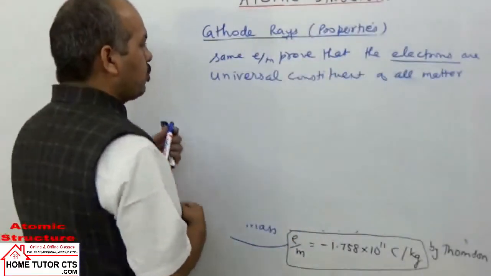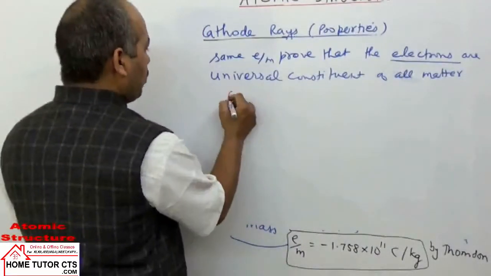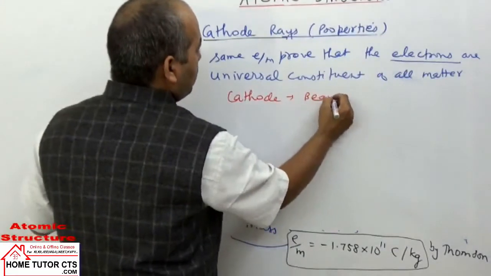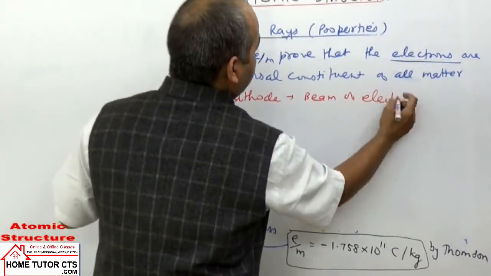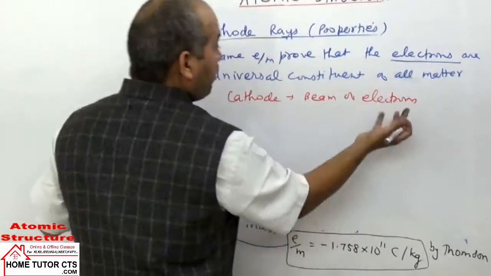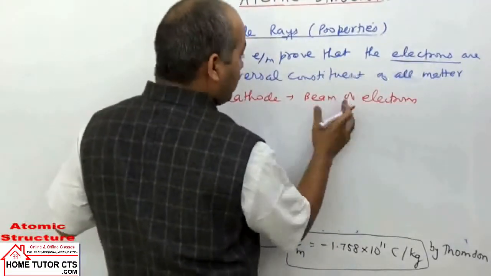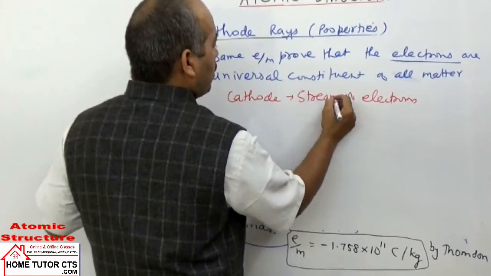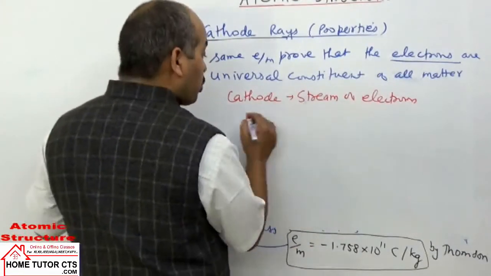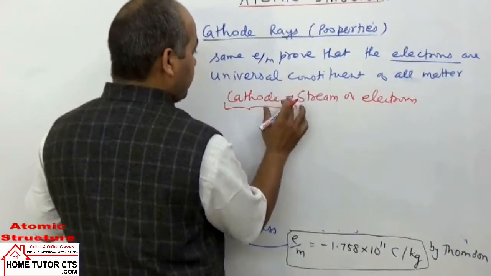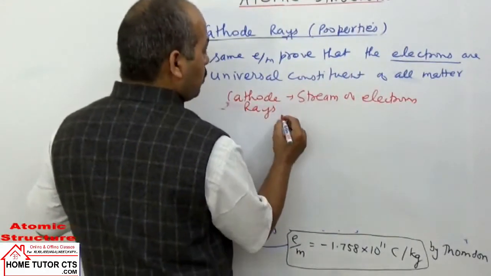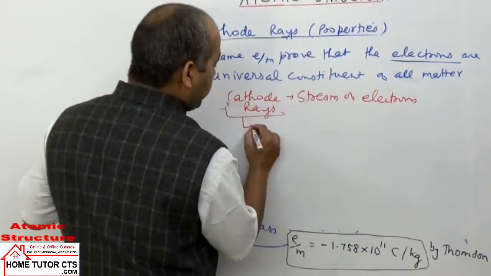Basically, cathode rays are actually a beam of electrons. What are cathode rays basically? They are a beam of electrons, a stream of particles. A beam of electrons or a stream of electrons. I can use a better word, a stream of electrons. What is the source of cathode rays? These cathode rays are the stream of electrons. The source can be taken.